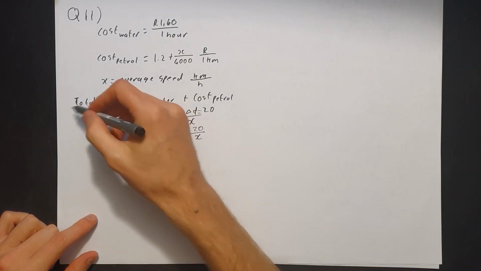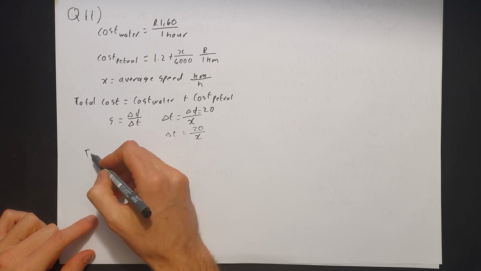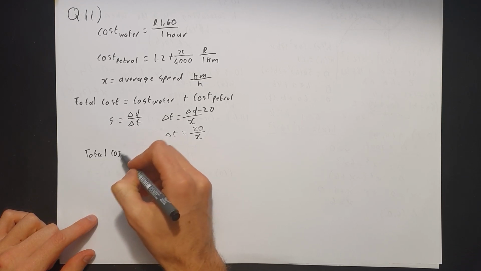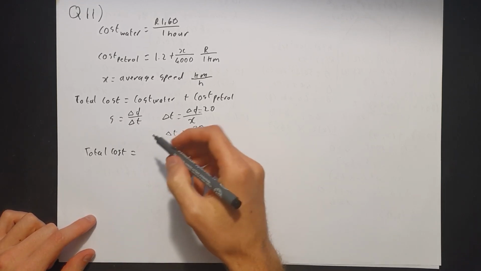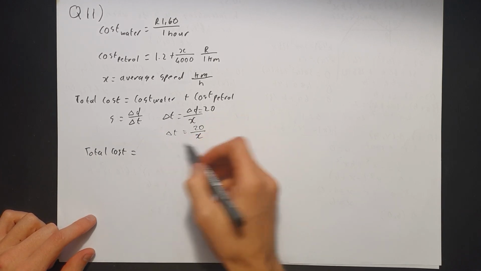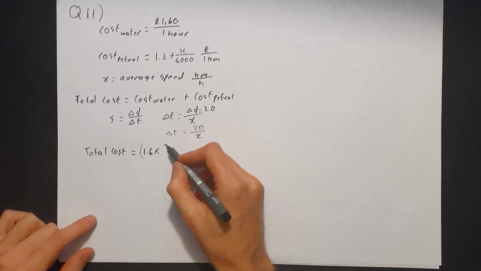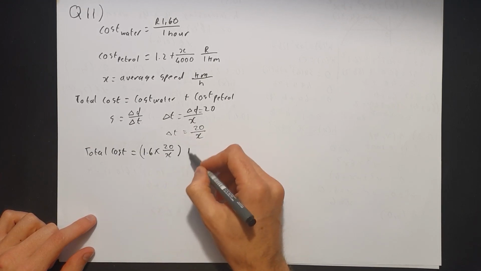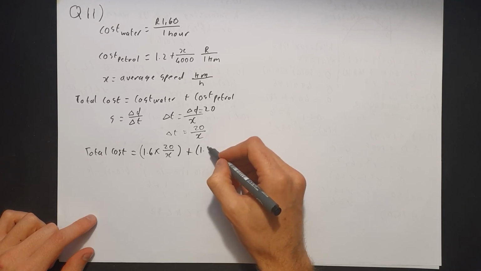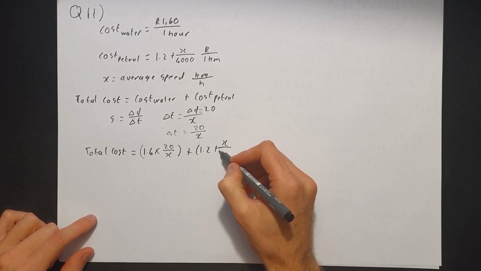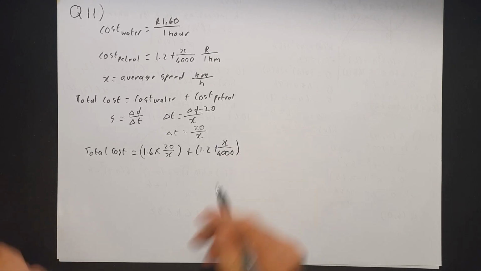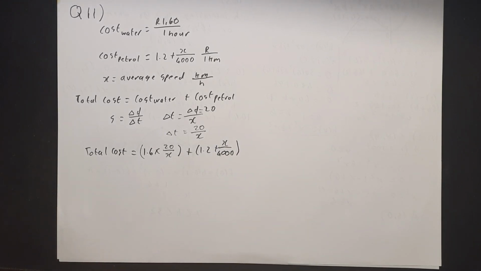So if we fill in this equation now, we have total cost equals the cost of water, which is the time we travel. So that's going to be 1.6 multiplied by 20 over x, plus the cost of petrol, which is then 1.2 plus x over 4,000. And now what do we need to do? Well, we need to find this average speed, which will minimize the amount that we spend.